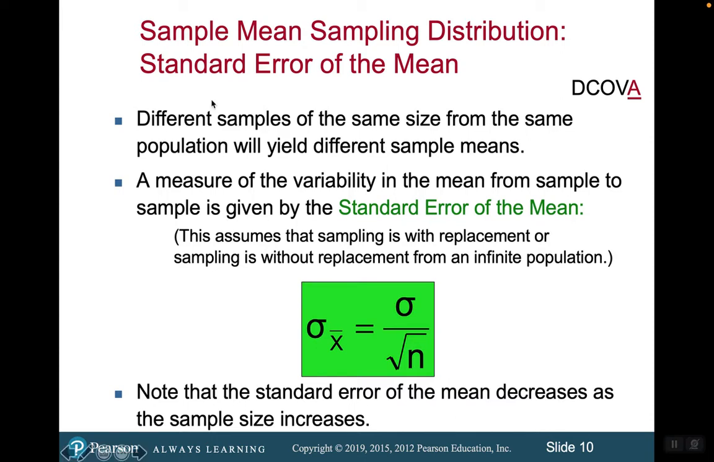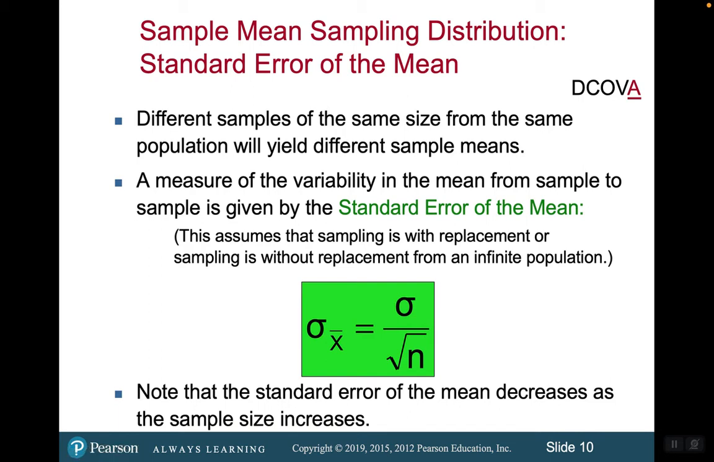So a couple of observations around this. The first thing is that different samples of the same size from the same population will yield different sample means, which makes sense, right? We're taking a subset of it, and since we're drawing randomly, any combination of the values that are in the population could show up in our sample. The measure of the variability of the mean for the sample is given by what we call the standard error of the mean.